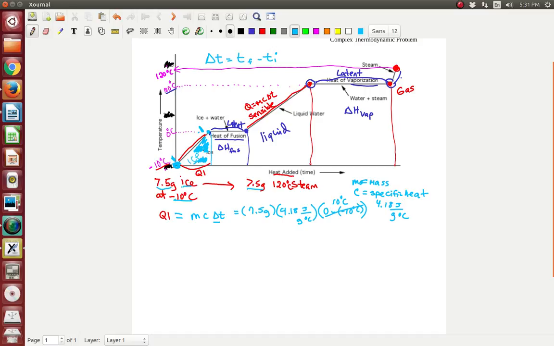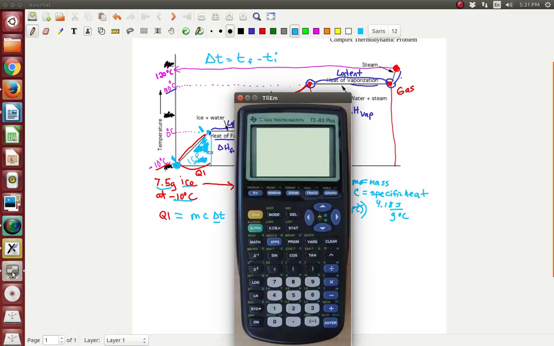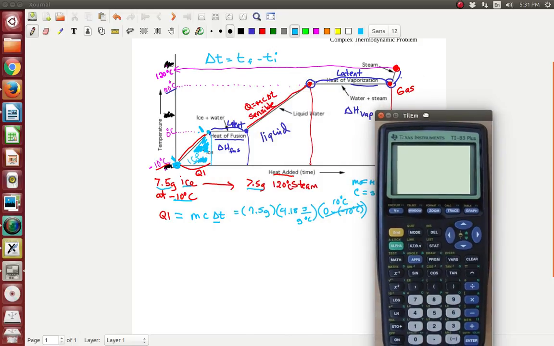So now we're going to pull up our calculator and do the math. There it is. Scoot it over so we can see it. Okay. All right, 7.5 times 4.18 times 10 is 313.5. So I'm going to write that down. 313.5.